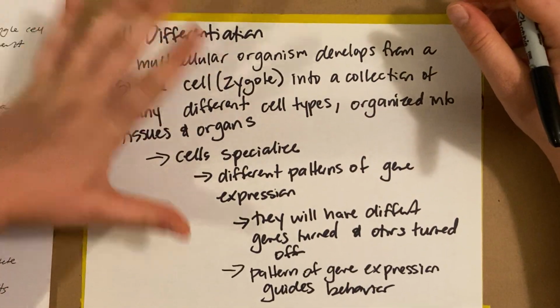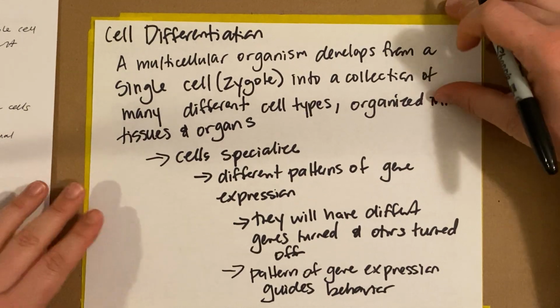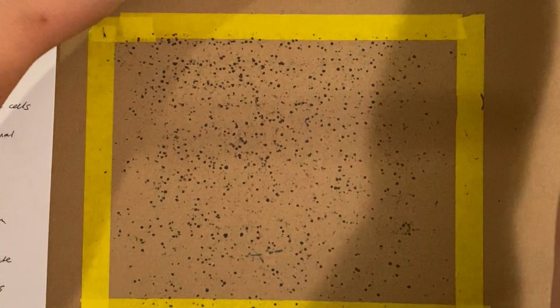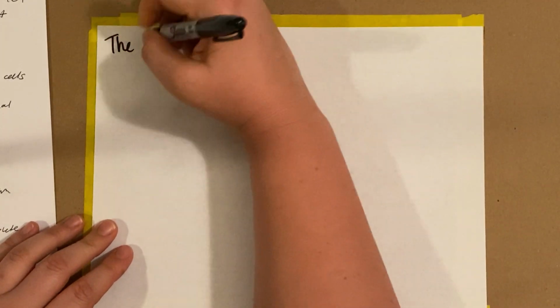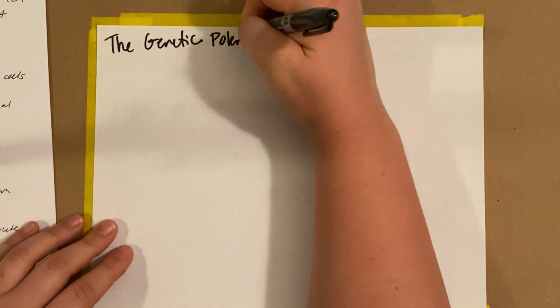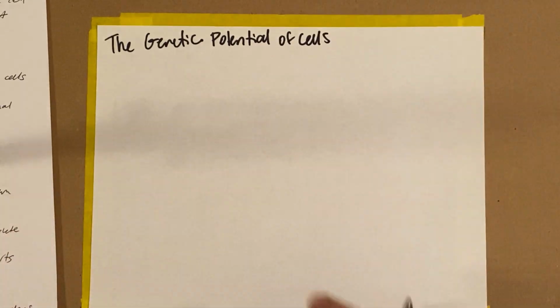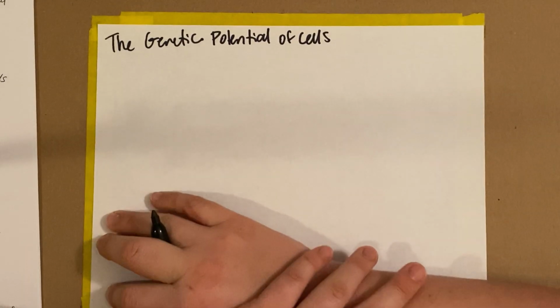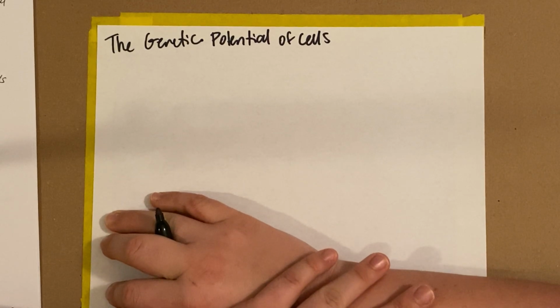Okay, now what this brings up is this idea of the genetic potential of cells, and how the initial cells in our bodies can potentially turn into any cell in our body. Okay, so we're going to call this the genetic potential of cells.